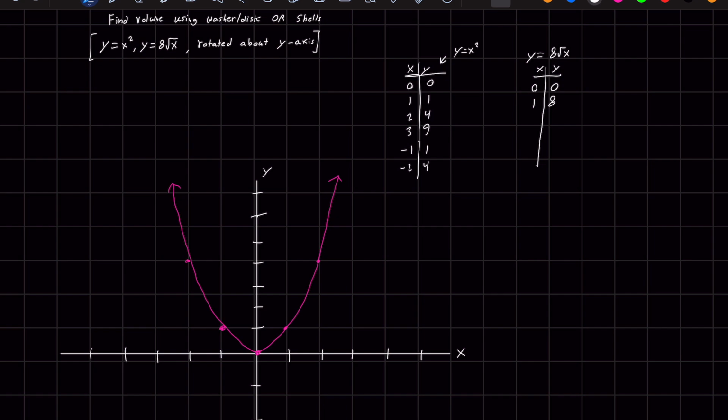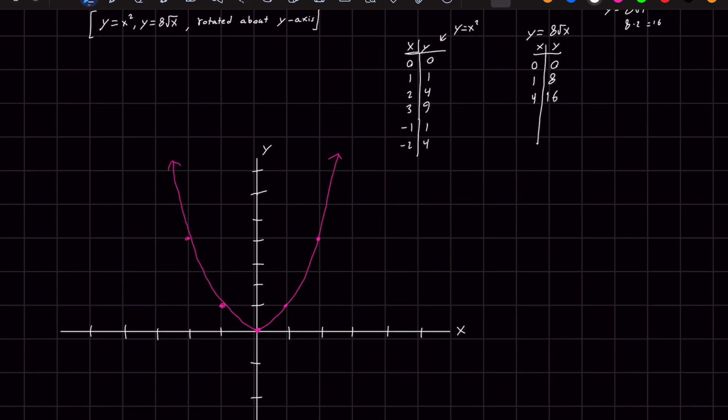I'm not going to plug in 2 because if you plug in 2 to the radical, you just get radical 2. And you don't want to deal with numbers that are decimals or fractions. So I'm going to plug in something that I know the square root of, like 4. If I plug in 4, y is equal to 8 radical 4. And that's going to be 8 times 2. So that's 16. This will be something like this. So that's all we really need to know for this one.